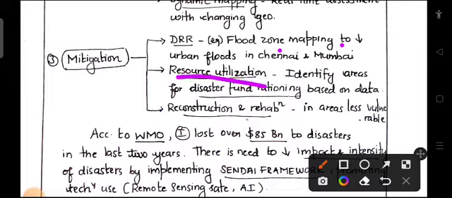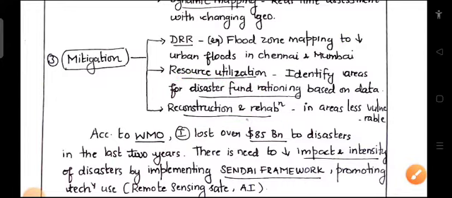The next one is resource utilization. We have to identify the areas for disaster fund rationing based on the data. The next one is reconstruction and rehabilitation in less vulnerable areas. So the first step is disaster risk reduction, and the next step is resource utilization. We have to utilize the disaster fund properly. Then the third one is how we can reconstruct or rehabilitate the damaged areas. So these are the 3 major steps.